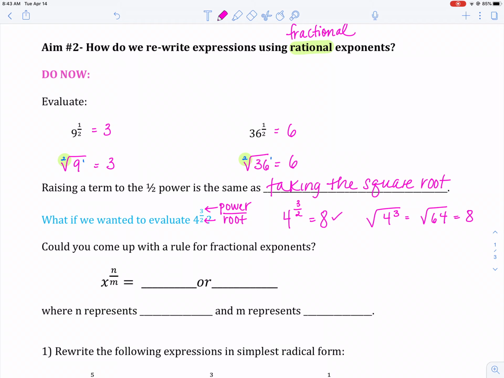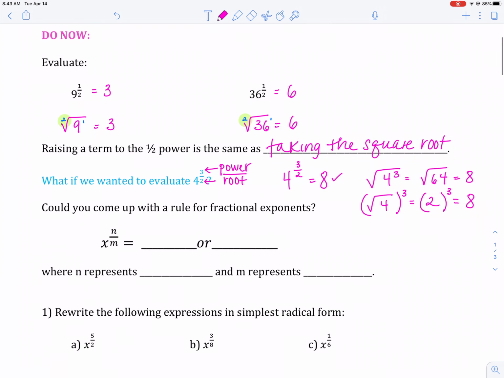Now, another way you could do that is take the square root of 4, just like that, and cube it. So nothing changed. Our root is still 2, and our power is still 3. Well, the square root of 4 is 2, and if I cube 2, I get 8. So if you notice, there are 2 ways to write it, and I'm going to show you here.